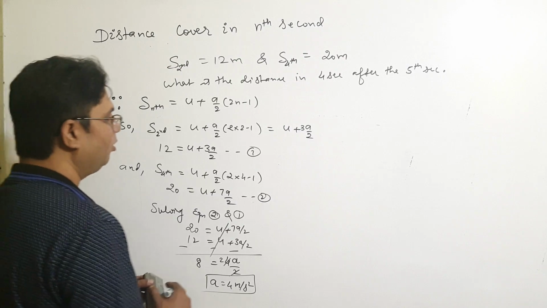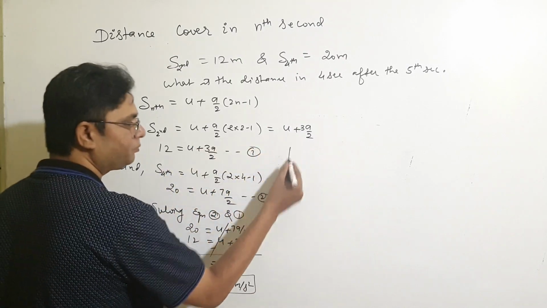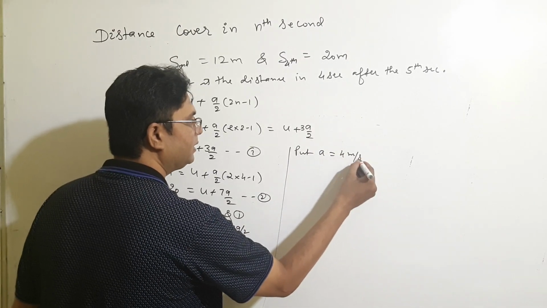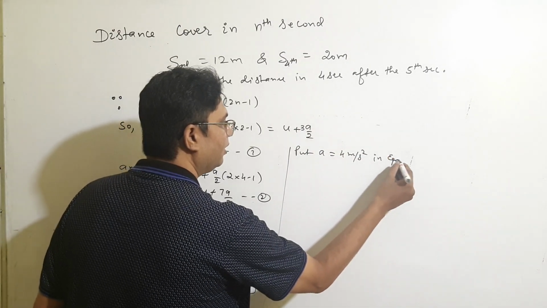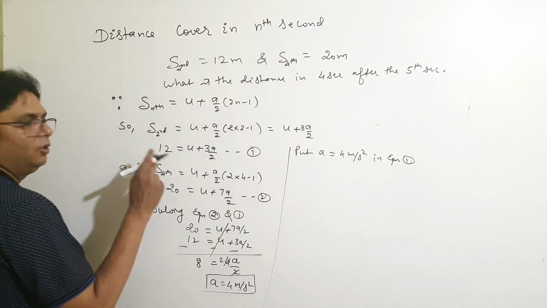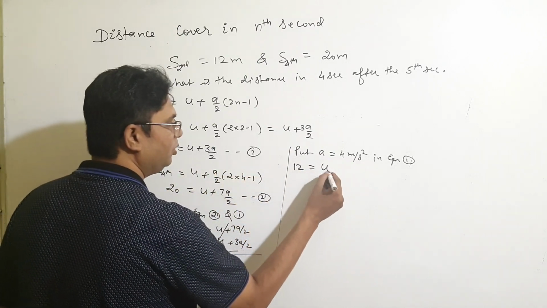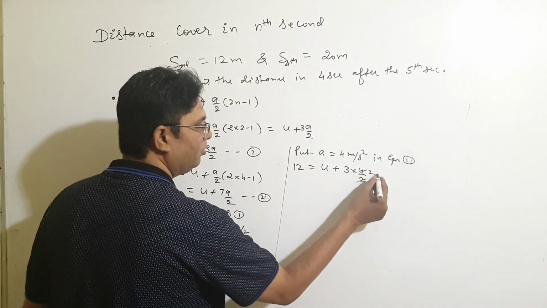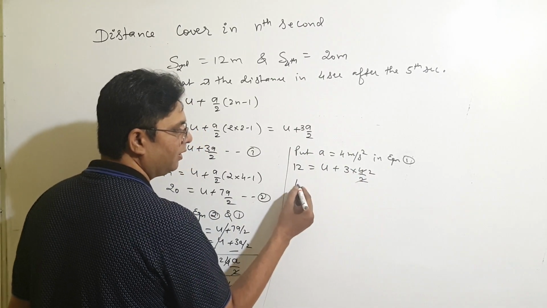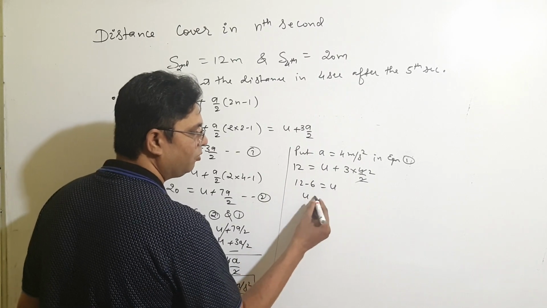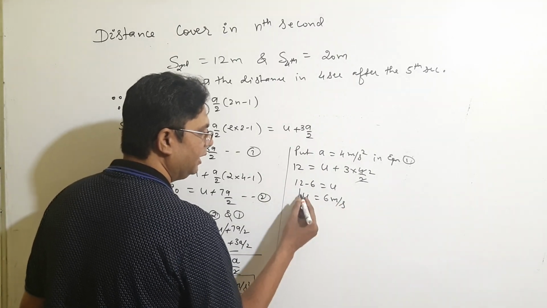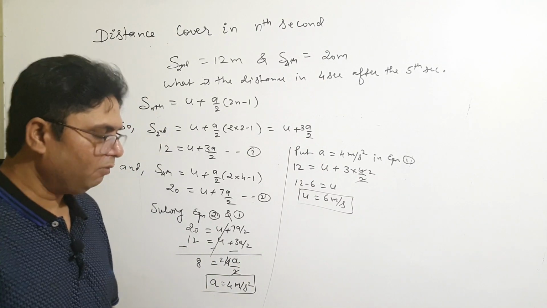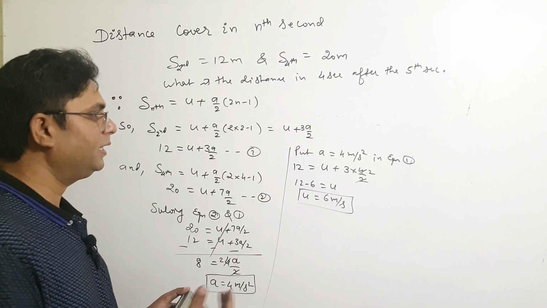So now put the value of a in equation number 1. Put a equals 4 meter per second square in this equation. So you have 12 equals u plus 3 into 4 upon 2. Cancel this, you have 2, 3 into 2 is 6. So 12 minus 6 equals u, so u equals 6 meter per second. Here you also get u.